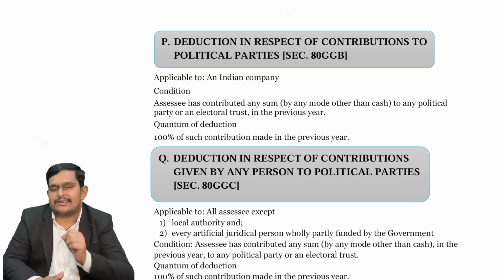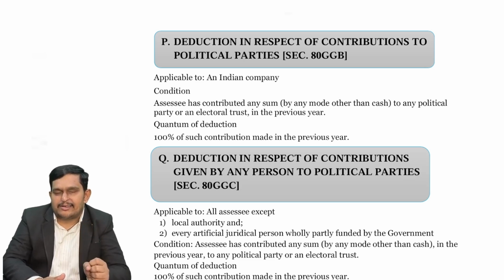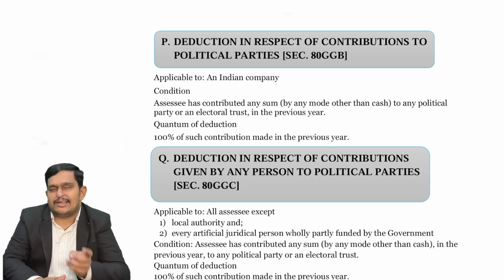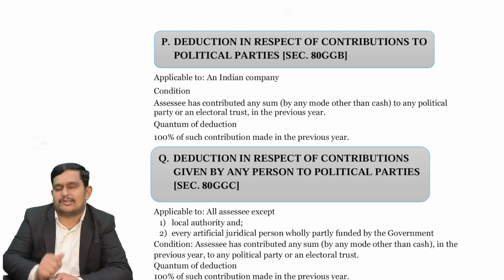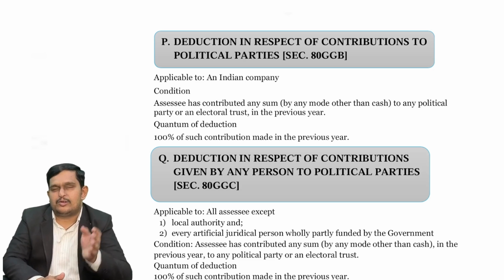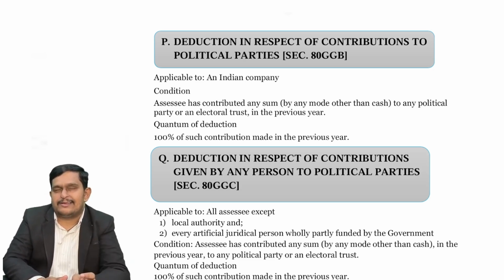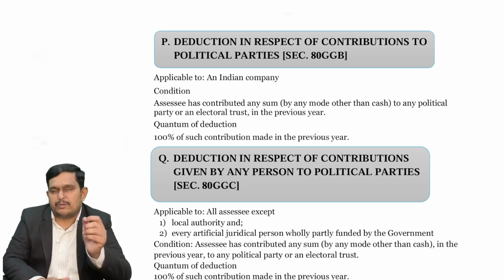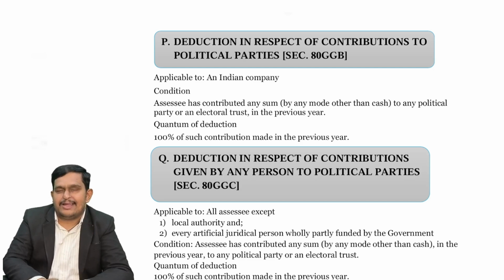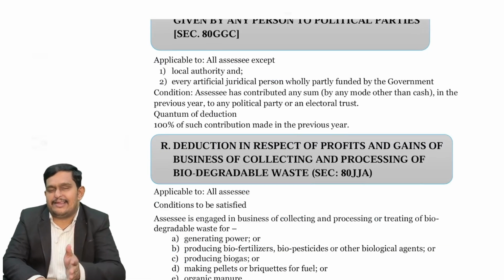So GGB talks about donation by an Indian company. GGC talks about donation by any assessee other than an artificial juridical person and local authority. You give donation to a political party, electoral trust, or electoral bonds, you will get the deduction. 100% of the amount paid can be claimed as deduction. Now, let's come to the next section, that is 80JJA.